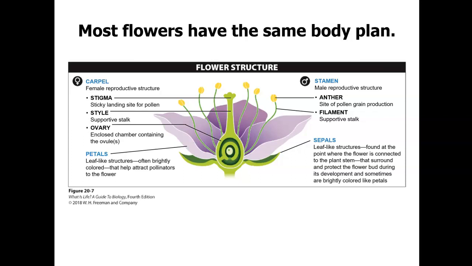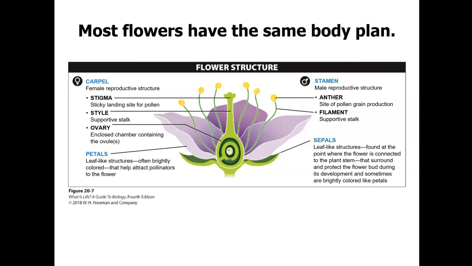It's going to be made up of the stigma on top, which is going to be a sticky landing site for pollen. You have the style, which is going to be the supportive stalk. This is what the pollen tube is going to come down through. Then you have your ovary. That's going to be an enclosed chamber that contains the ovules. Now, sometimes that entire section is referred to as the pistil.